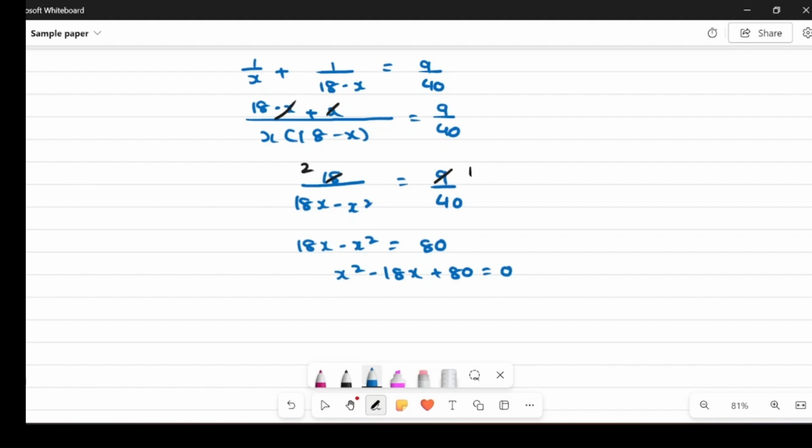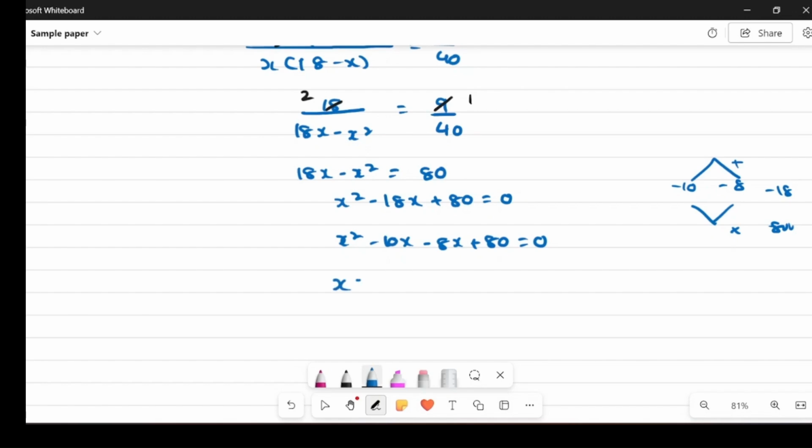Now we can split the middle term. When we multiply we need to get 80 and when we add we need to get minus 18. That means we can split it as minus 10 minus 8. So minus 10 plus minus 8 gives you minus 18. Minus 10 into minus 8 will give us 80. So it will be x square minus 10x minus 8x plus 80 is equal to 0. So it will be x into x minus 10 minus 8 into x minus 10 is equal to 0.